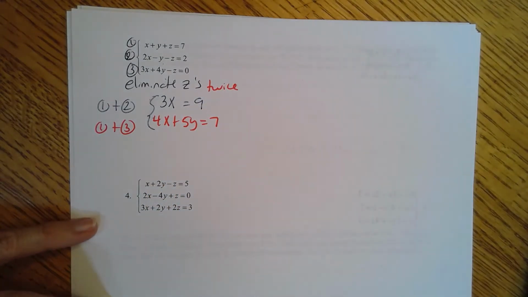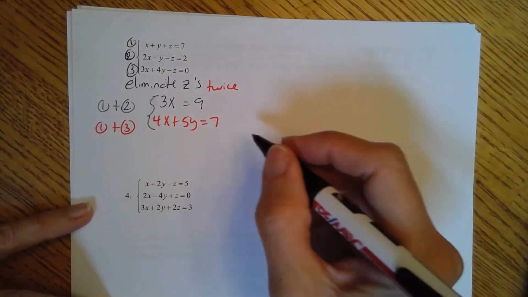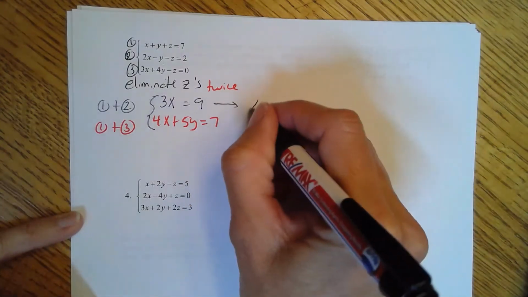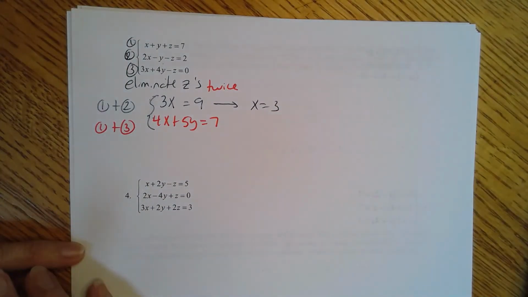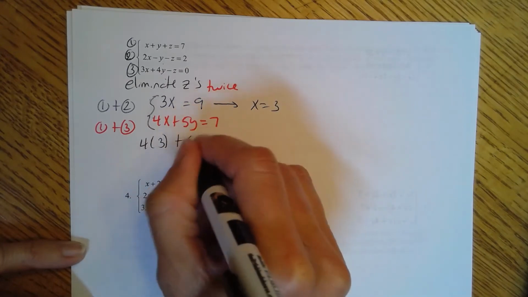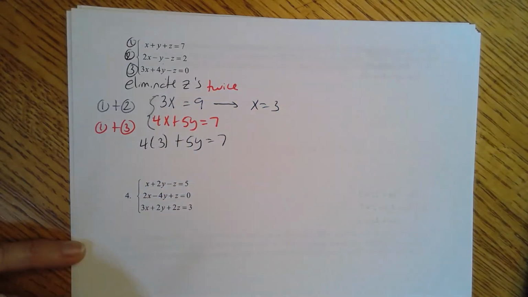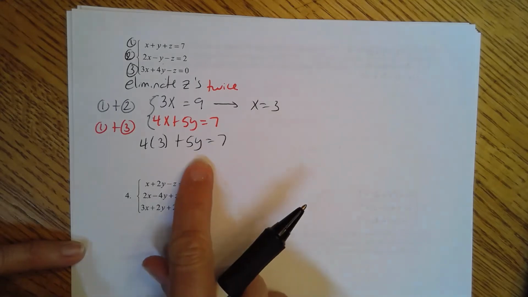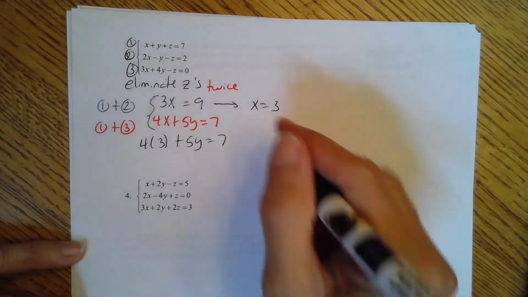So now that I have eliminated the z's twice, now I can think about solving. I don't have to do substitution or the addition method, because I already know that x is going to be 3 from that, in a sense, fourth equation. So if x is 3, I'll plug in x being 3 into the second equation. So 4 times 3 plus 5y equals 7. So now we'll think about solving for the missing variable. And so y is what we're looking for, and we're going to end up with y being -1.